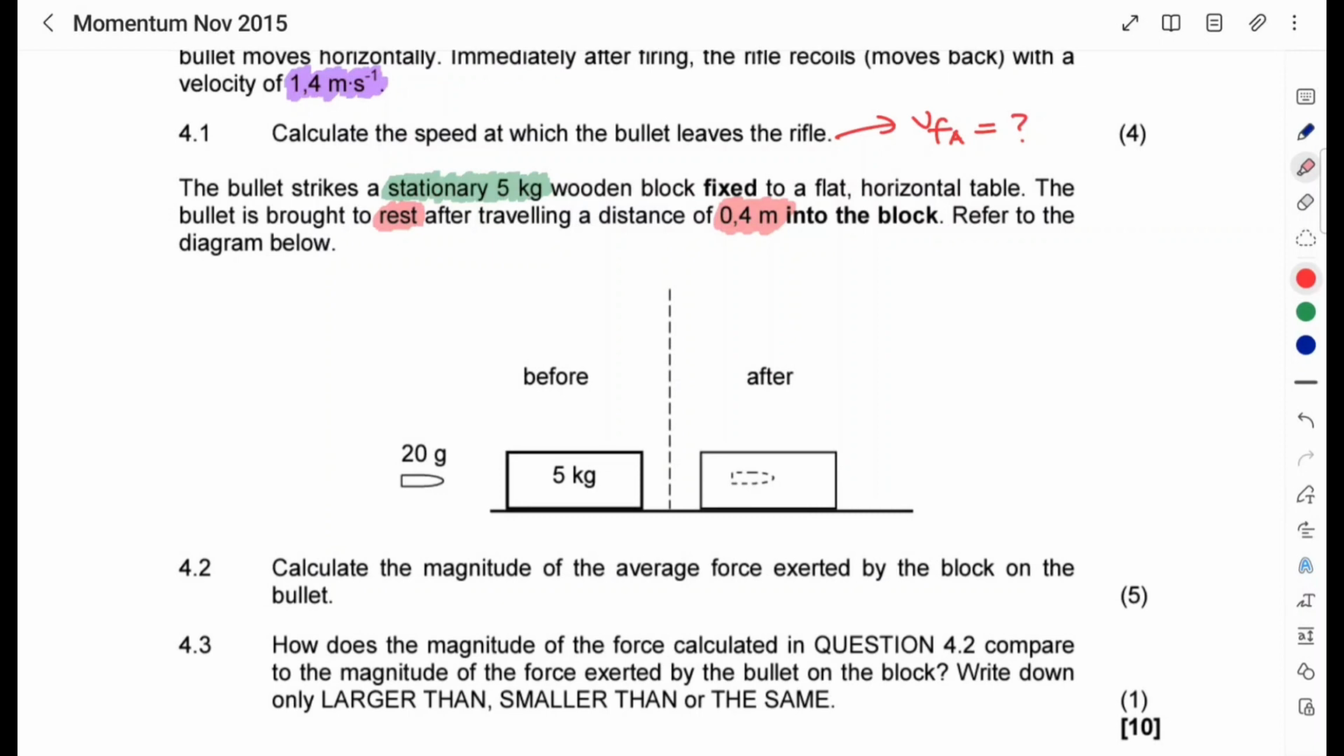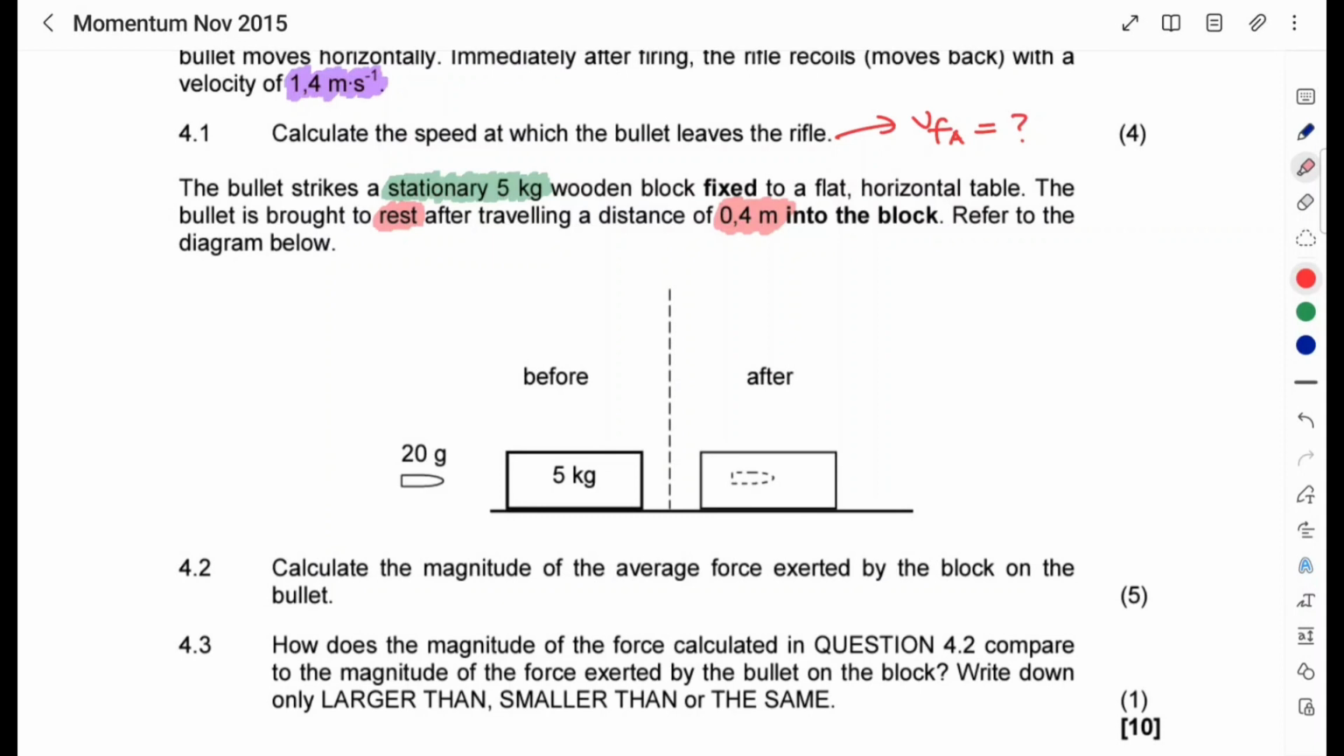Let us attempt the question. We need to calculate the force that this block exerts onto the bullet, which will be the same force that the bullet is exerting onto the block. Now, if we want to calculate a force, how do we do that? We know that force is equal to mass times acceleration. However, we do not have the acceleration of this bullet. You can refer to it as the deceleration of the bullet if you want to, because we know that the speed has to decrease in order for it to come to rest.